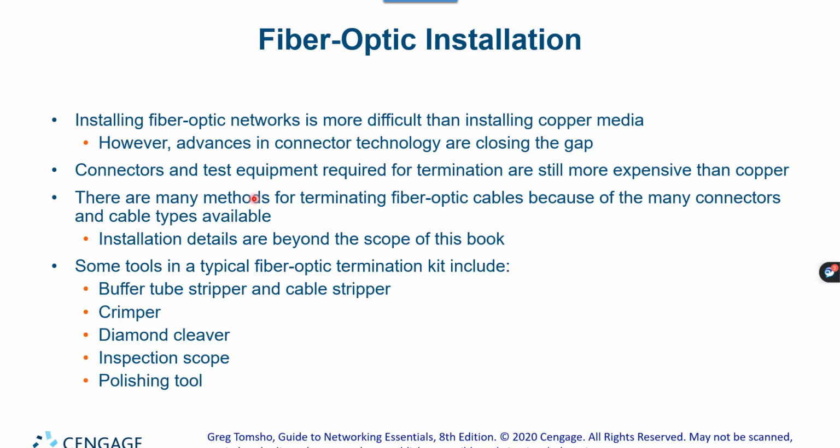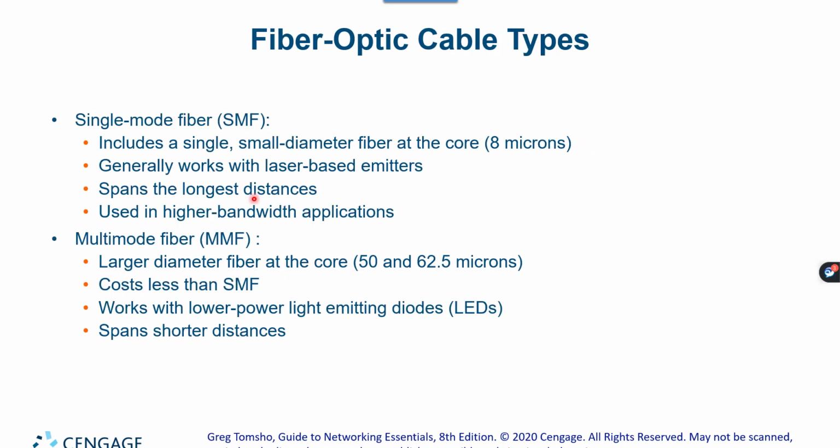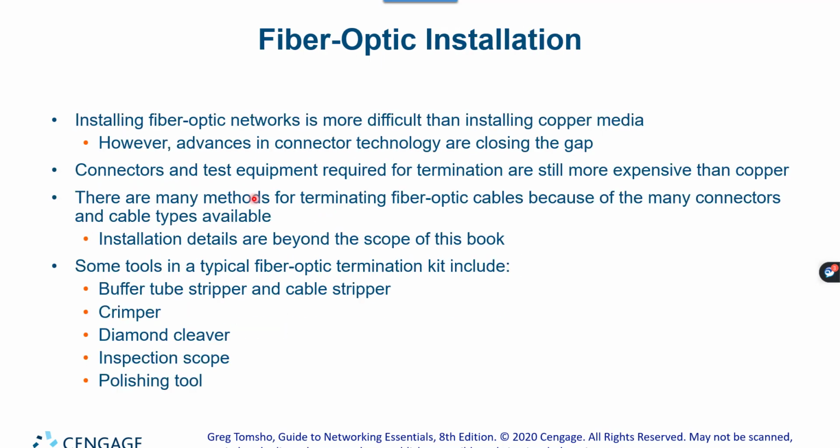And then if I'm going to install fiber, you're probably going to have to do a little bit of training. The copper wire, typically somebody can figure out. You don't have to be an expert on it. Fiber optics a little more sensitive. So if you buy a kit from the store, you're going to have a buffer tube stripper and cable stripper, a crimper, a diamond cleaver, an inspection scope, and a polishing tool. And it doesn't look like they have pictures of those devices.